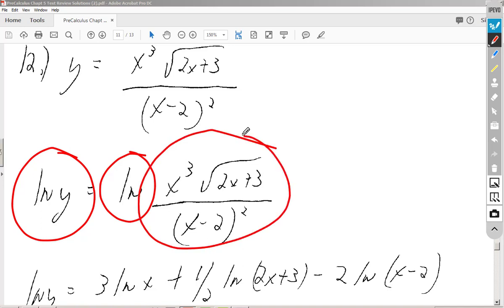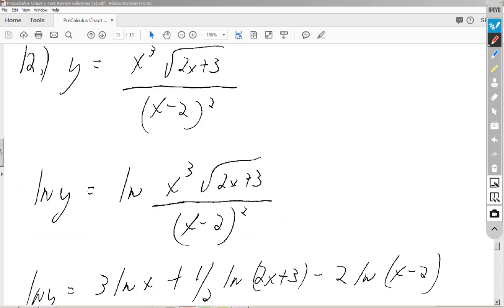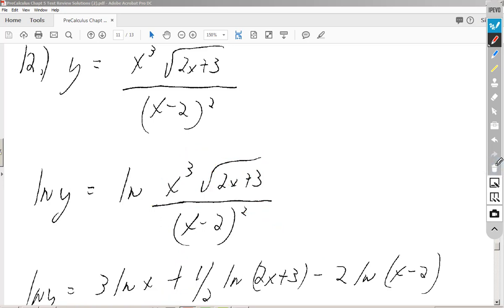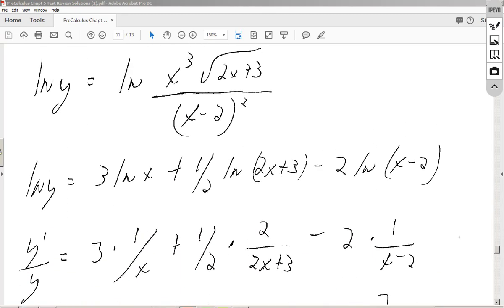So I have the ln of x to the third times the square root of 2x plus 3 all over x minus 2 squared. If you remember from your algebra, we know that multiplication means addition. We also know that division means subtraction, and we also know that all these powers can go out front. So I'm going to use my algebra to expand out my equation to make it a little bit easier to work with.